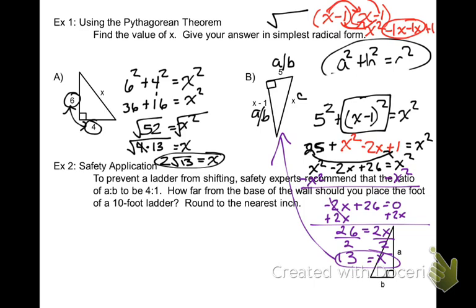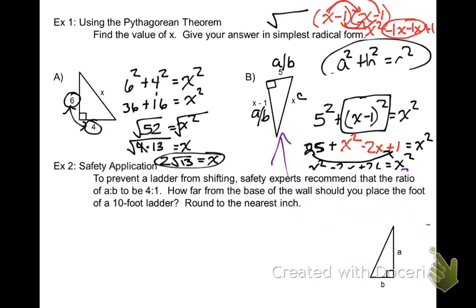All right. Now I'm going to erase the second part at the bottom so I can show you the picture that I want you to look at in the word problem. Okay, safety application. So we're taking a word problem. To prevent a ladder from shifting, safety experts recommend the ratio of A to B to be 4 to 1. This is going to be 4 times bigger than B. So it's going to be 4B.